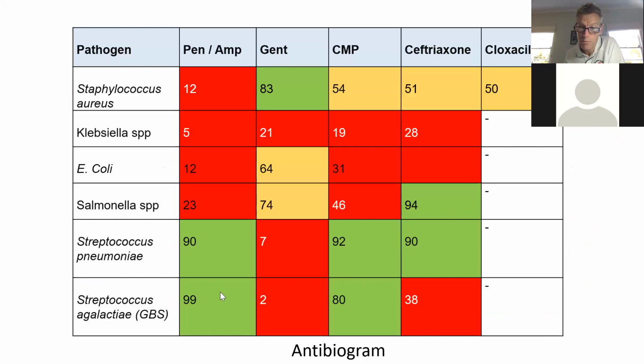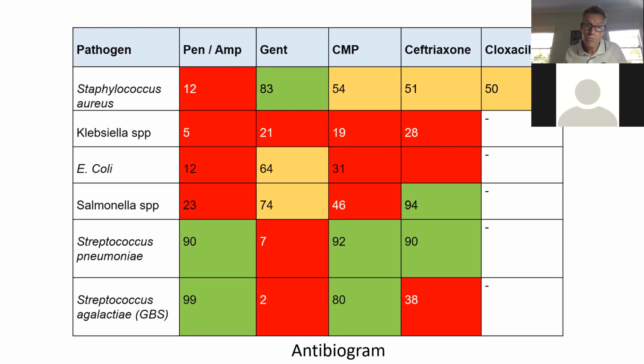This is called an antibiogram, and I won't go into this in too much detail, but these are very useful displays of the types of levels of resistance that we see in certain bacteria. And what this shows is the percentage that are susceptible, right?